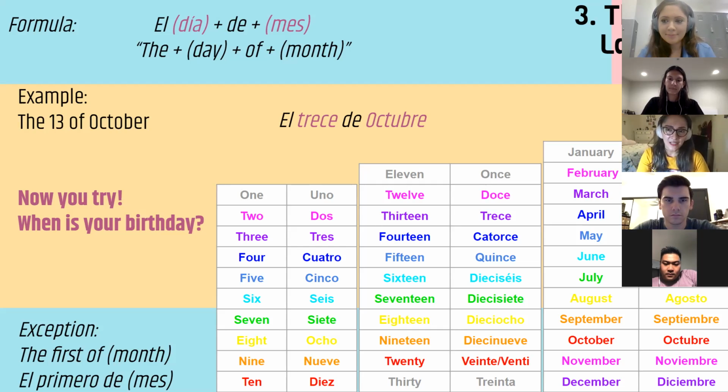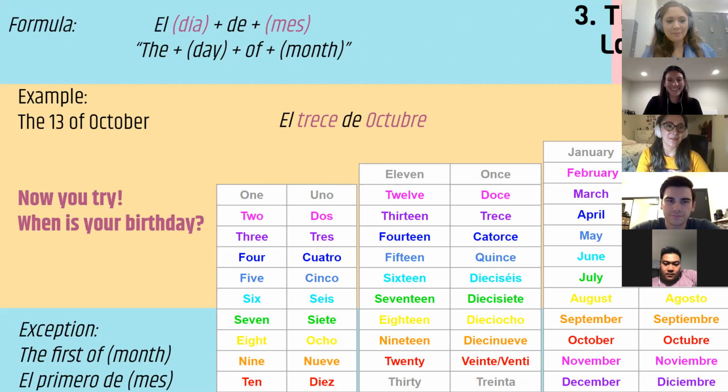So let's see, does anyone have a birthday coming up? No? Yeah, I do. Okay, what's your birthday? In español or in inglés? Okay. Español. El 24 de octubre. Mhm. Very good. Very good. Yeah.